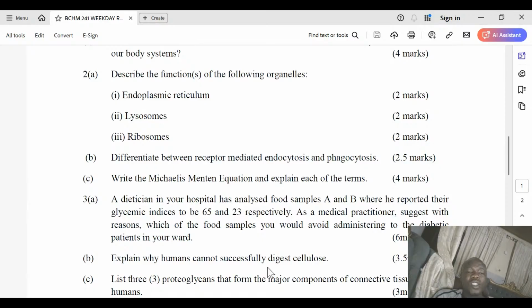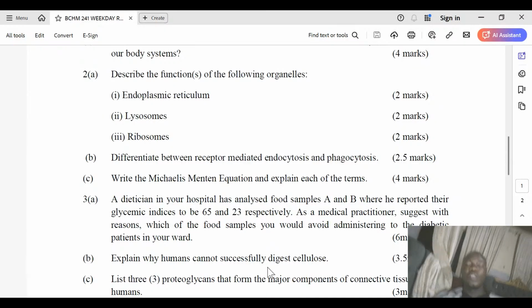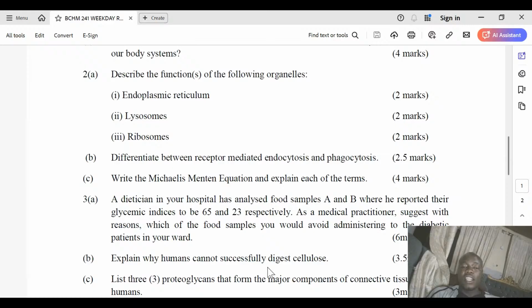Okay. So now, question 3B. Explain why humans cannot successfully digest cellulose. Who can tell me the reason why we humans cannot digest cellulose? Remember, cellulose is one of the examples of homopolysaccharide that is found in plants, not in humans.